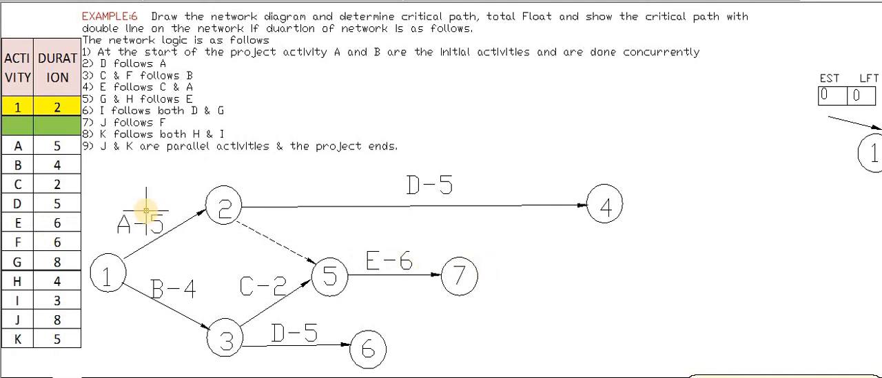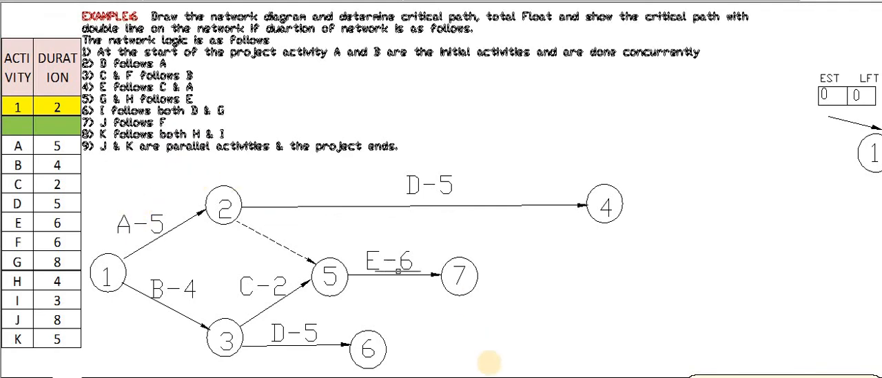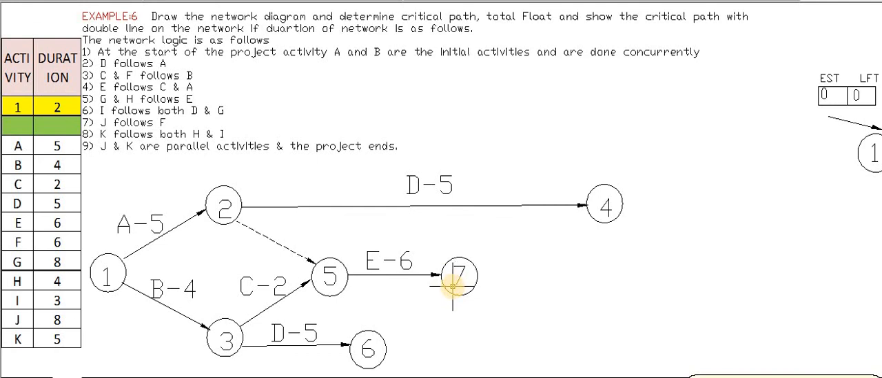Okay. What is the next serial number? Next is serial number 5. What is given for serial number 5? That is G and H follow E. That means the point at which E is ending, at the same point we have the starting point for G and H. That means G and H are the concurrent activities which will be followed by the activity E. So here E is completed here. So at the same point we have to start G and H.